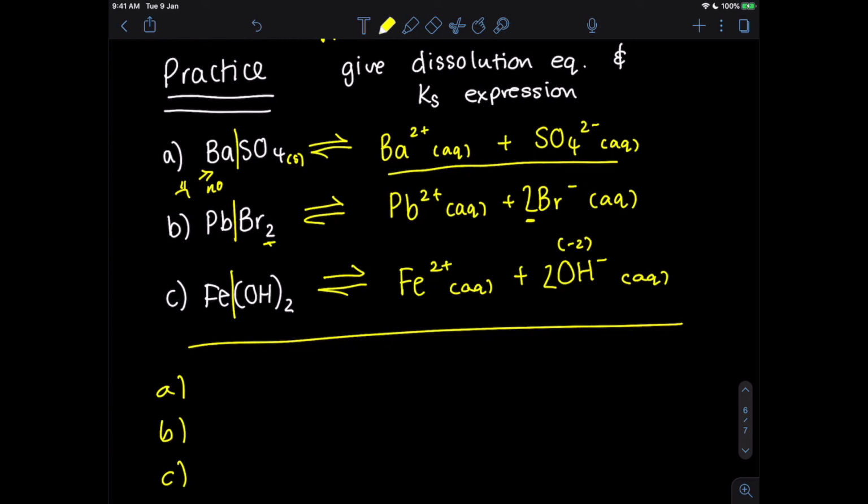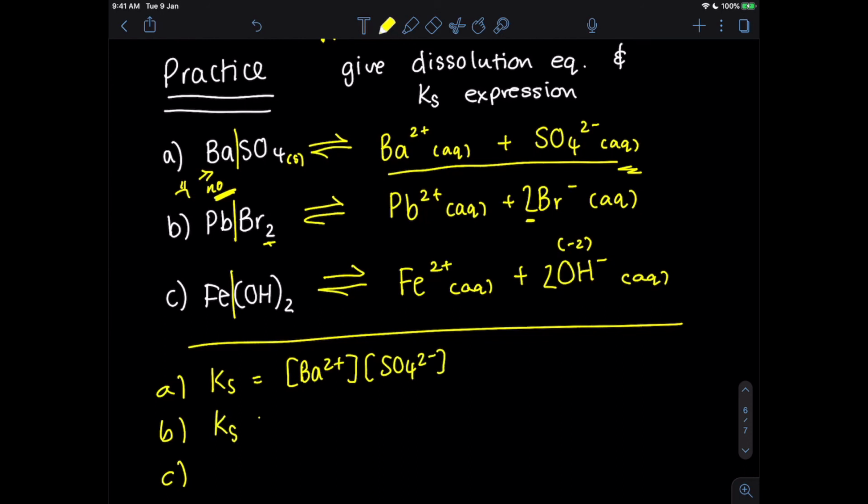I am going to give you the answers to the Ks expressions now. So a reminder that we don't include the solid because it's solid. We assume that its concentration is equal to 1 and therefore we can ignore it. And we only include our ionic products. So the Ks for barium sulfate is the concentration of Ba2+ multiplied by the concentration of SO4 2-.